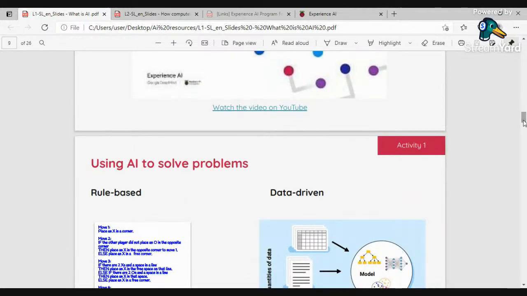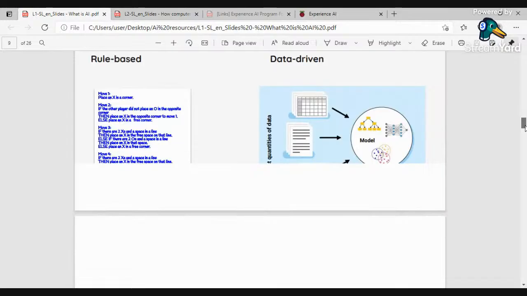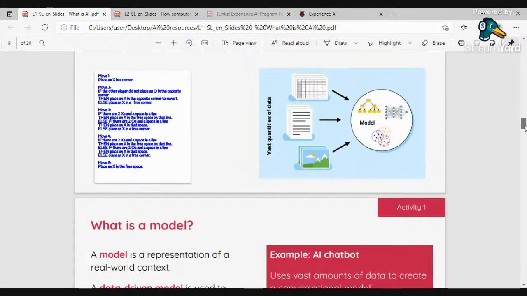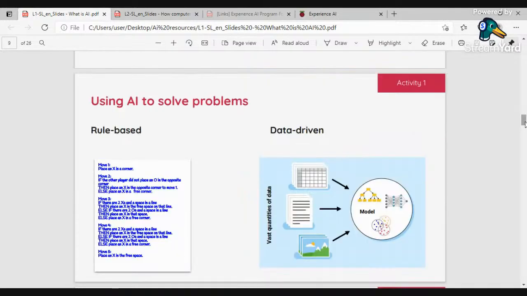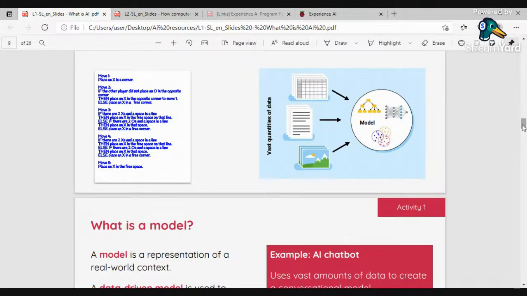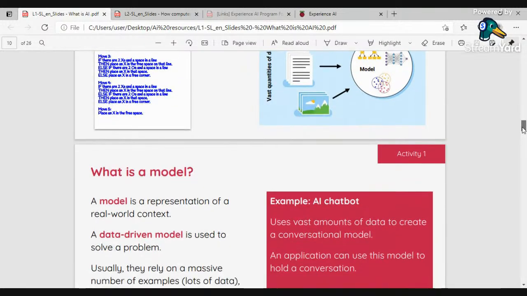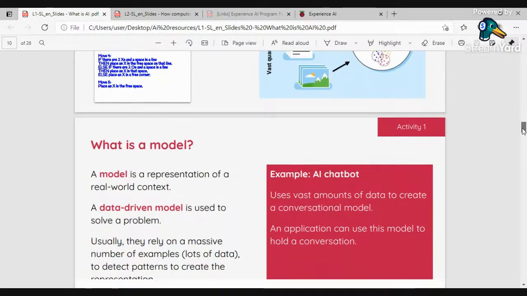So, using AI to solve problems. To solve problems, basically we have two ways: using rule-based and using data-driven. Rule-based is basically using the intelligent paper that we talked about earlier, and data-driven is like feeding your machine with as much data as you can so that the machine can predict the right answer based on the data it has been fed with.